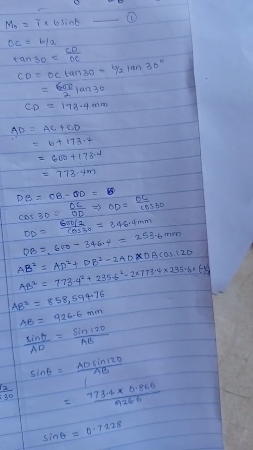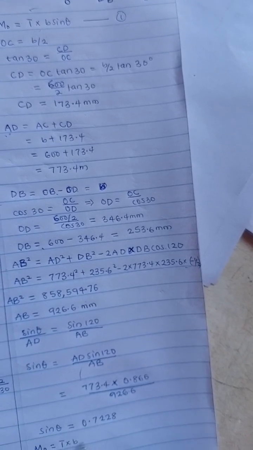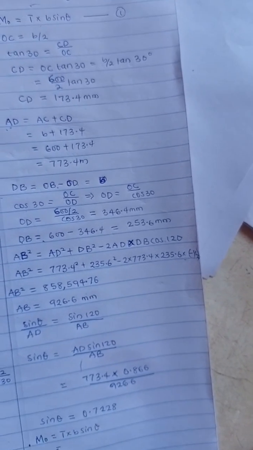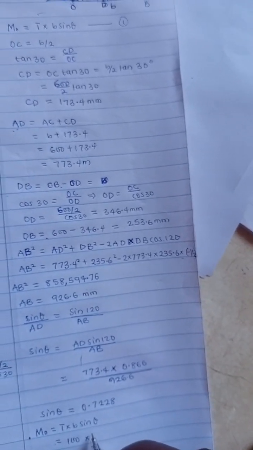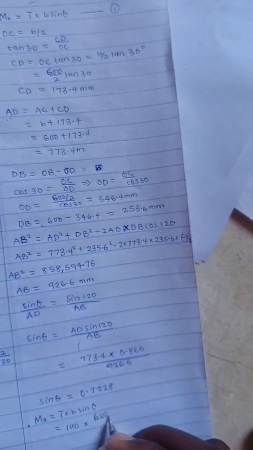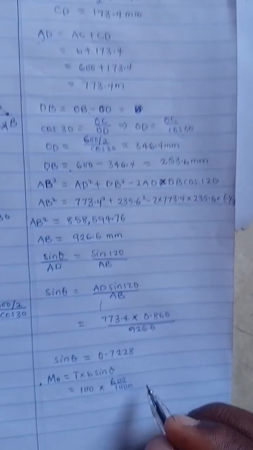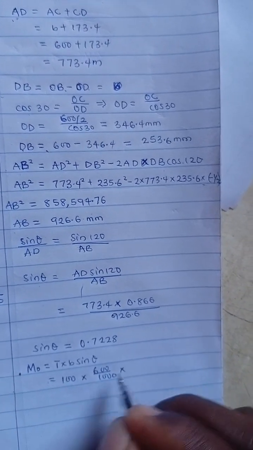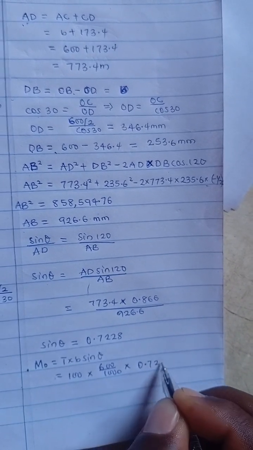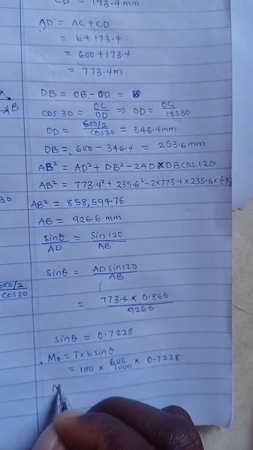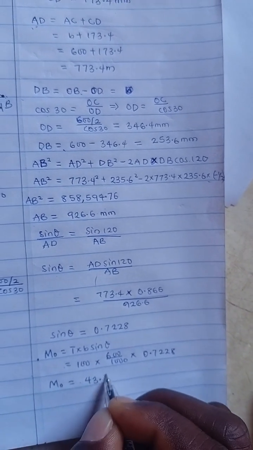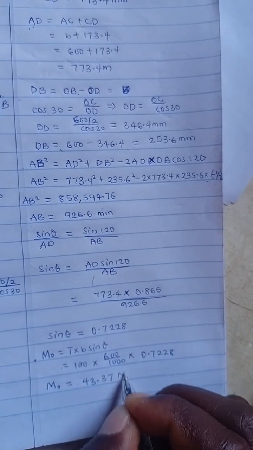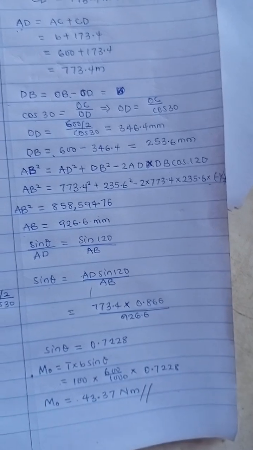If you get sine theta to be this, then remember our question was to find the moment MO. So substitute this into MO. We know that MO is equal to T times B sine theta, right? So that will be tension. Tension is 100 Newton, if you still remember. And what is B? That's 600 millimeter, and you have to convert that to meter. That's 600 divided by 1000, then multiply by sine theta, which is 0.7228. So at the end of the day, if you multiply everything out here, you get the moment 43.37 Newton meters, right? So this is the answer to your question.